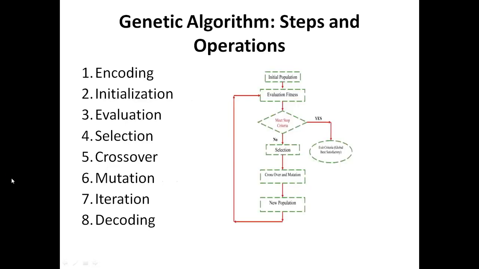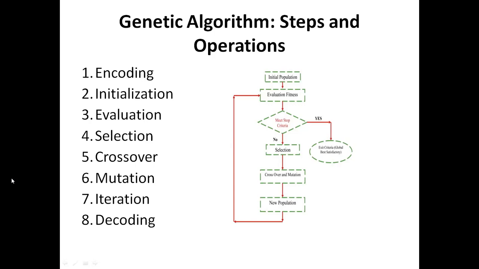The various steps involved in GA are encoding, initialization, evaluation, selection, crossover, mutation, iteration, and decoding. In encoding, we map the genotypes to phenotypes. That is, we map the real-world variables into computational variables that can be input to the computer.